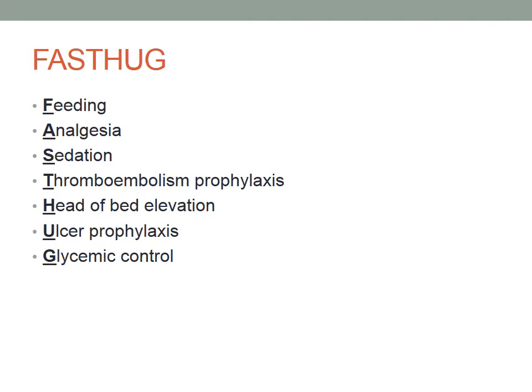So what exactly is this FASTHUG you've heard so much about? The individual components are listed here. We'll go through them each on a separate slide. Feeding, analgesia, sedation, thromboembolism prophylaxis, head of bed elevation, ulcer prophylaxis, and glycemic control are core things that should be assessed in your ICU patients each day.